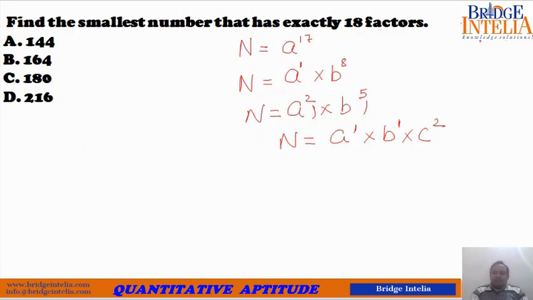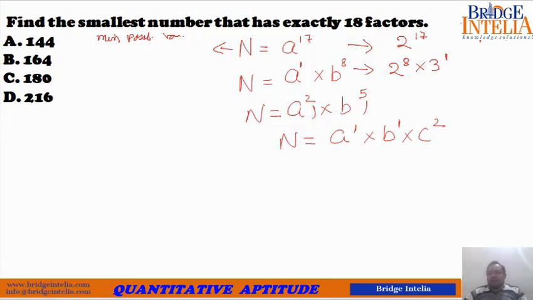Based on each format, let's see the minimum possible value. For this format, 2 to the power 17 is the minimum possible value. For this format, 2 to the power 8 into 3 to the power 1. I am trying to keep it minimum.